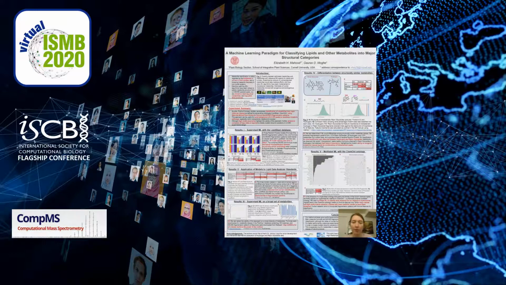I'm a third-year graduate student at Cornell University in the plant biology section, and my poster is entitled A Machine Learning Paradigm for Classifying Lipids and Other Metabolites into Major Structural Categories.